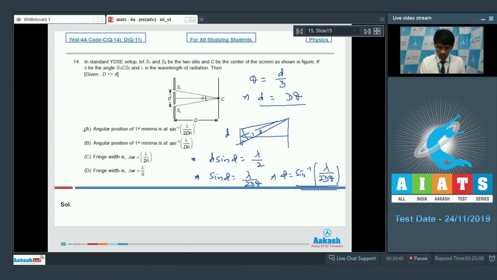So looking into the options, option A is the correct answer. Now fringe width. In standard calculation, the fringe width comes out to be lambda capital D divided by small d. So here it is lambda capital D, and for small d, what was the answer? It is capital D into theta. So here we are getting the fringe width as lambda by theta. So option D is also the correct answer. So for question number 14, we are getting option A and option D as the correct answer.